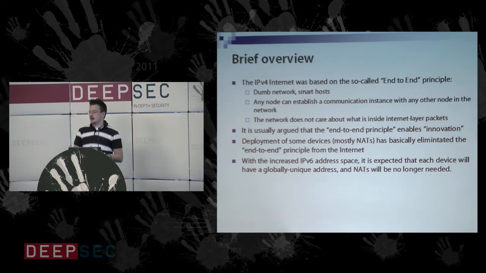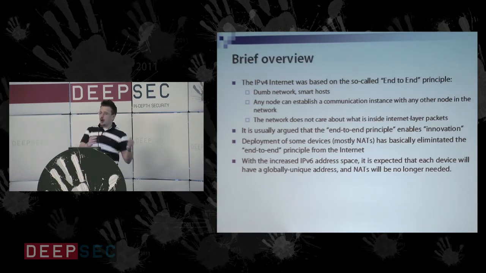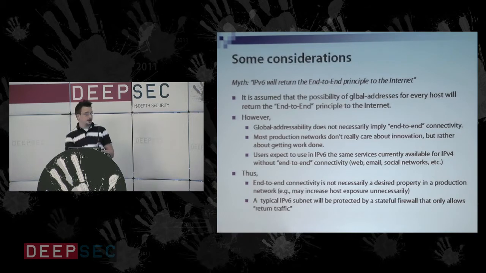Many people argue that since IPv6 doesn't require the use of NATs, because it provides all the IP addresses that we need, we will be able to return to the end-to-end principle. That is, we will move back to having the end-to-end principle in the internet. So this is basically the myth that I'm talking about. And this is one of the selling points that many people use for IPv6.